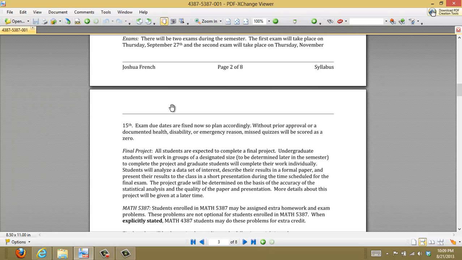The second is on Thursday, November 15th, almost right before, I guess about a week before Thanksgiving break. And exam due dates are fixed. Everything else in the syllabus is free to fluctuate a little bit, but the exam dates are fixed. And similar to the homework and the quizzes, unless I know ahead of time that you're going to miss an exam, or unless there's some documented health, disability, or emergency, if you miss an exam, you're going to get a zero. So please make sure you show up to the exams on time and work hard to be successful.